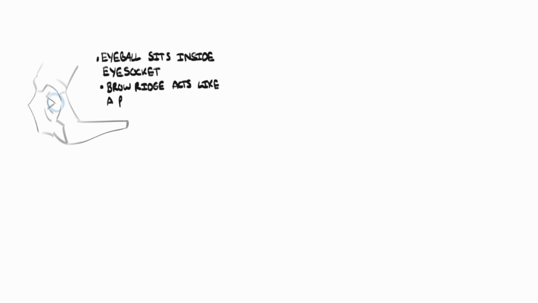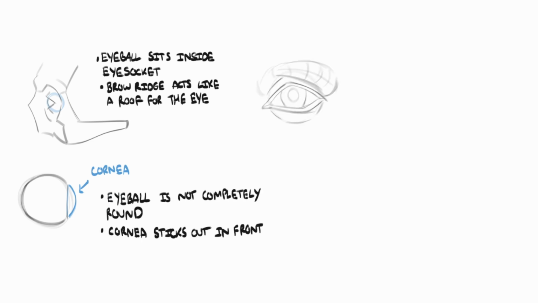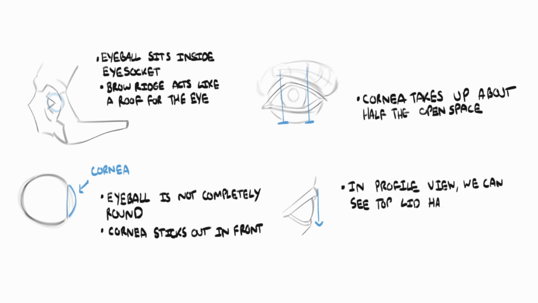In part 1, we looked at the structure of the skull, and as you'd expect, the eyeball sits inside the eye socket, with the brow ridge acting like a roof, protecting the eye. This next bit won't be important for most of us, but the eye isn't completely round, the cornea sticks out, and you can even see it distorting the upper eyelid, but unless you're drawing the eye real close, this doesn't really matter. However, you should know that the cornea takes up about half the open space, the exposed part of the eyeball. And in profile, you'll see the top lid overhanging the bottom lid.